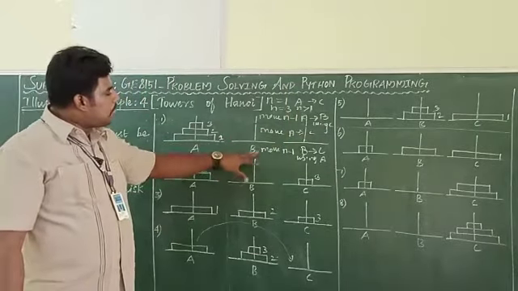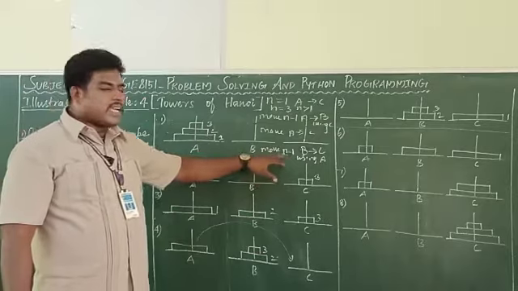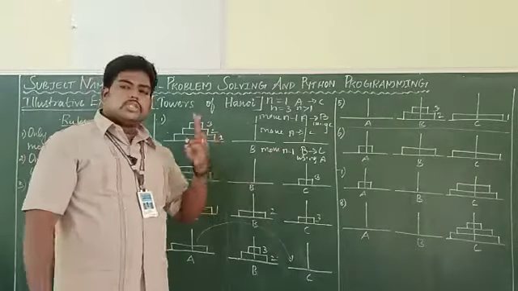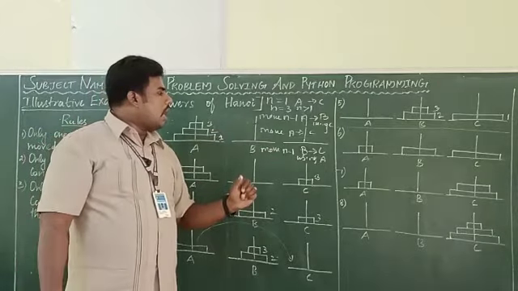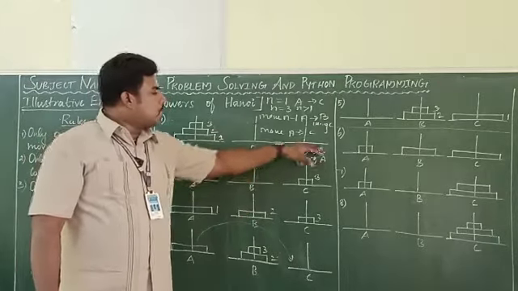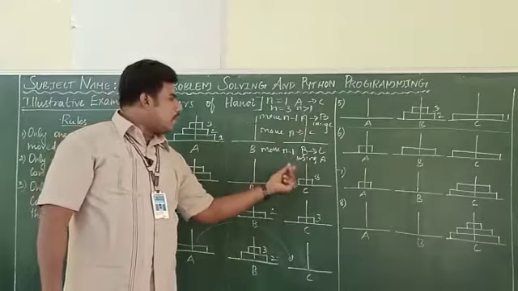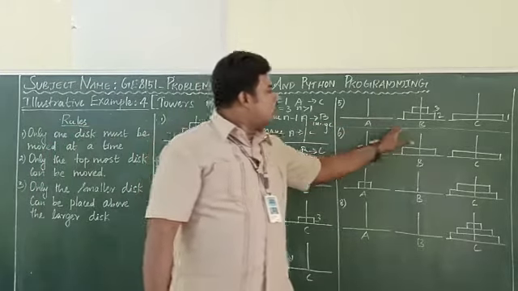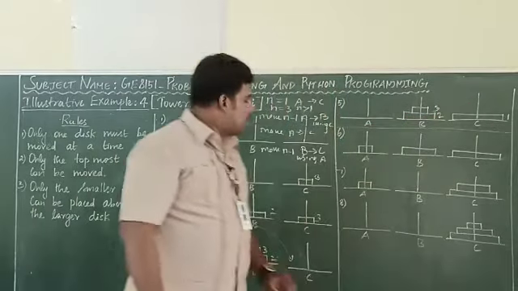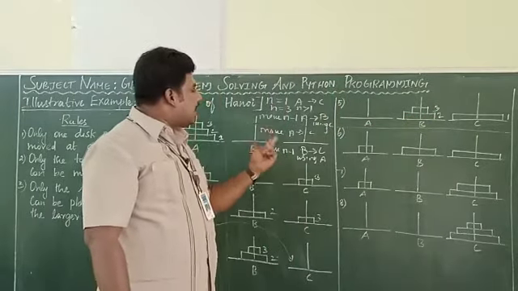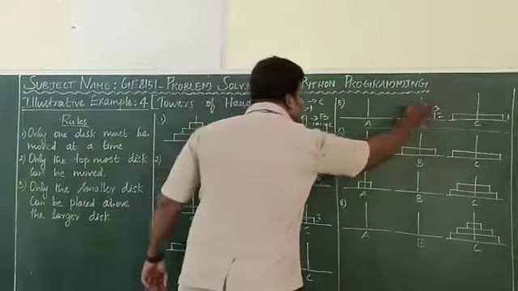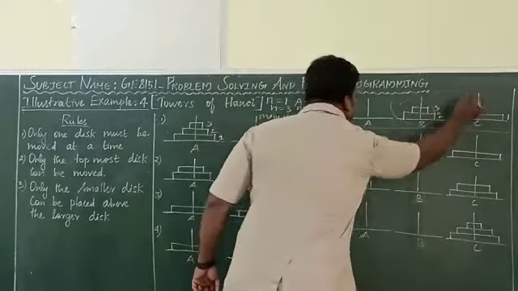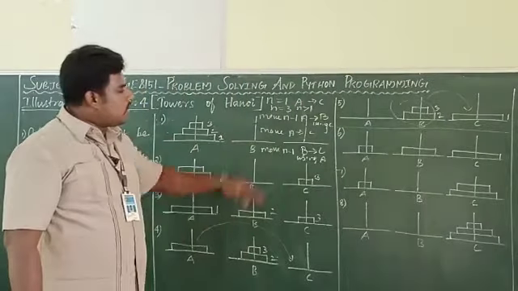Now what's the next step? Again move n minus 1. Here how many disks are there? 3 disks. So n minus 1 means 2 disks. I want to move these 2 disks from B to C, from the second pole to the third pole. As per the rule, move n minus 1, that is 2 disks, from here to here. Okay, for that only I am doing this.